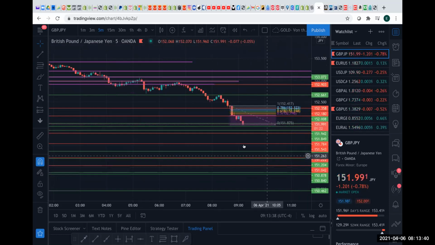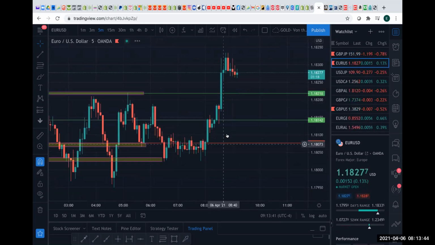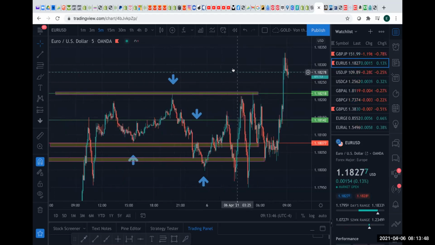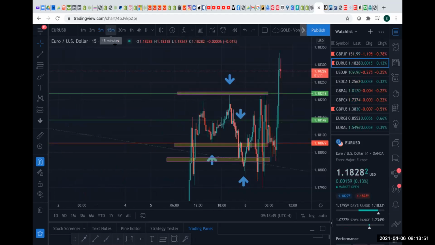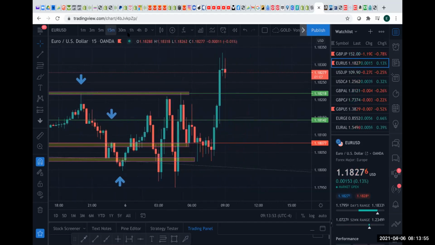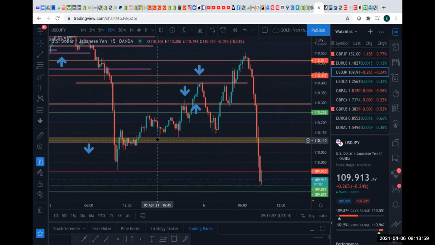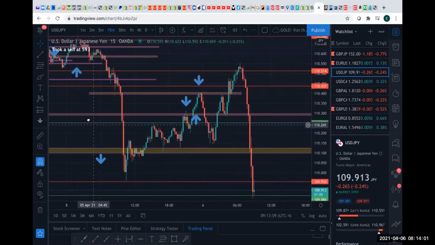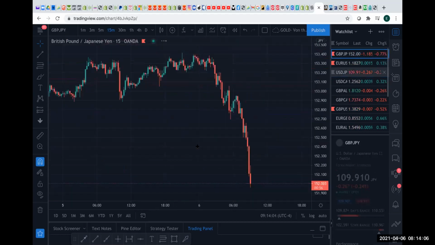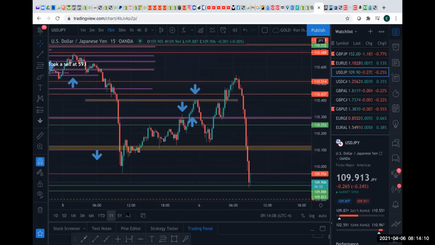So let's just see if we see anything. If I can show you how I would use the fib. Okay, so no, not here. This pair actually is not setting up enough for me to use my fib. UJ is moving the same way as GJ. GJ is in that deep downtrend, and UJ is doing the same thing.